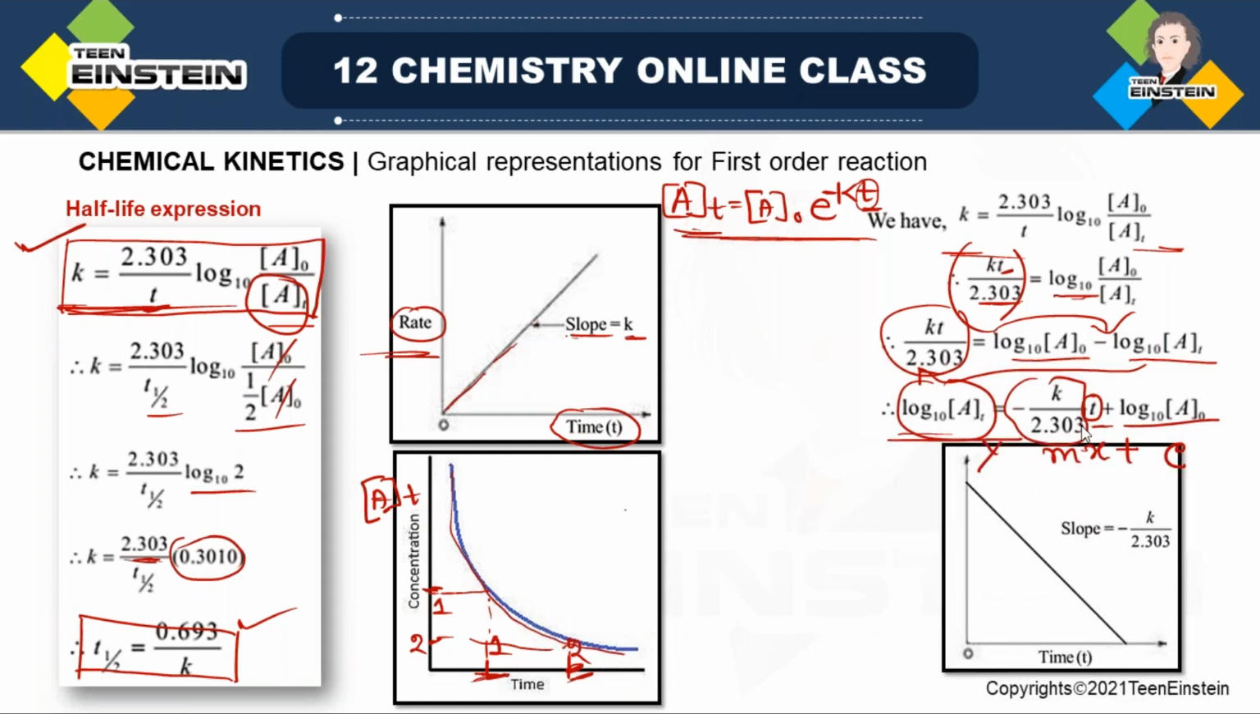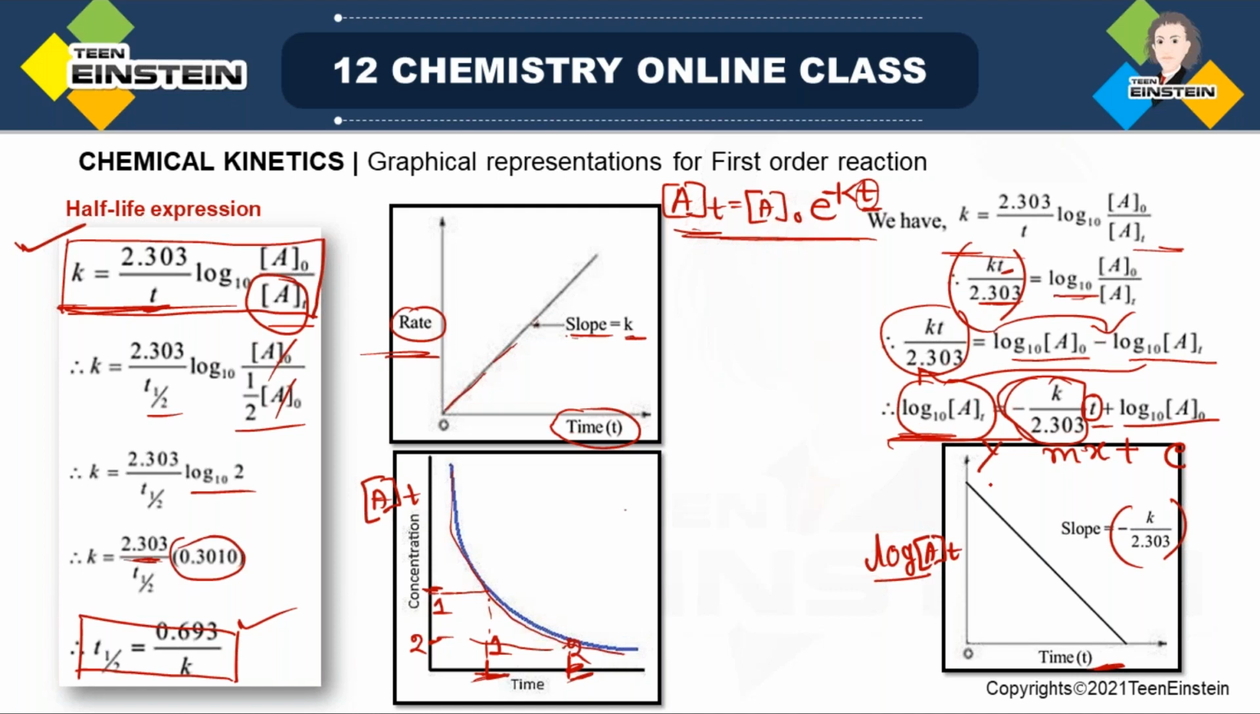This will be the nature of the graph. In the y-axis we have log At, in the x-axis we have time, and the slope will be minus k by 2.303. But suppose it is not log but ln, then this 2.303 will not be present and it will be simply minus k. So be very careful whether it is ln or log. So this is all about the graphical representation for first order reaction.